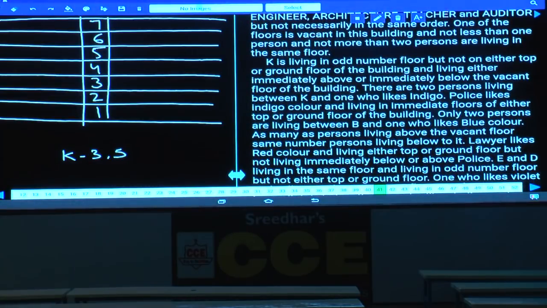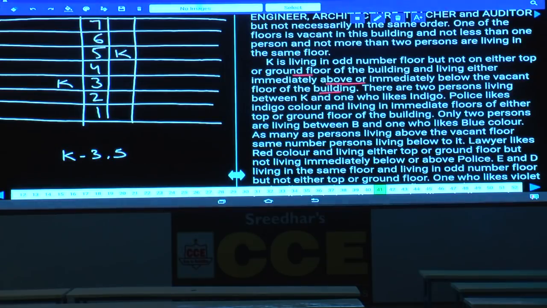K is living either immediately above or immediately below the vacant floor of the building, isn't it? And there are two persons living between K and the one who likes indigo. Tell me, what should be the position of this one? Now K, can we fix K at this place? K at the 5th floor, that is one possibility, and K at the 3rd floor, that is the second possibility, isn't it?